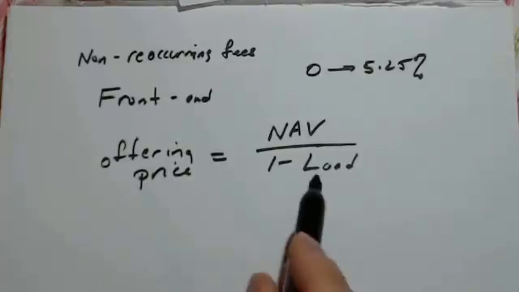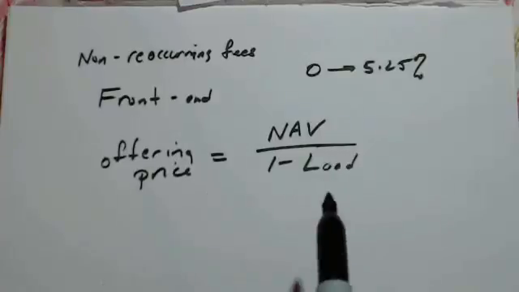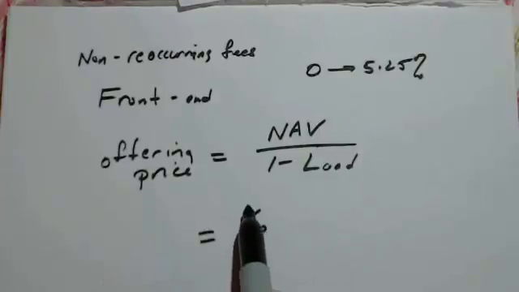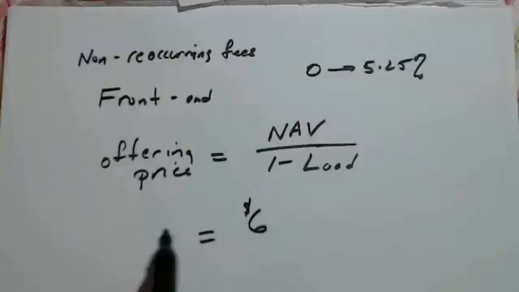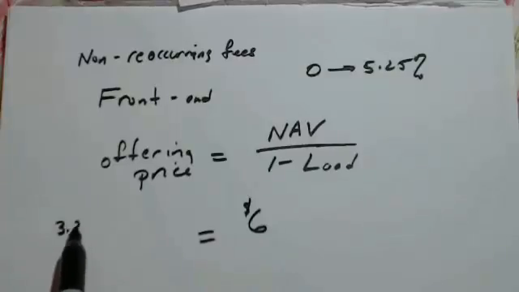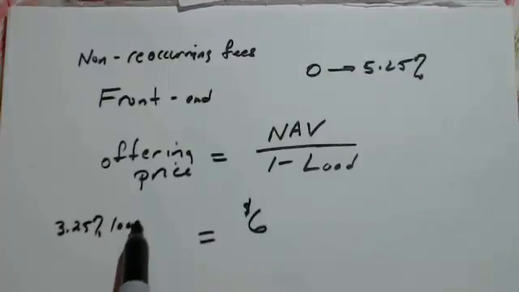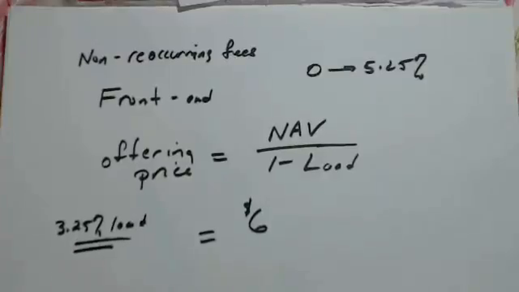So let's give you an example. Let's continue with, remember, we calculated an NAV earlier as $6 per share. So let's say we have a fund that has a 3.25% load. Okay, what is the offering price? How much are you going to pay? How much are you going to pay in total, and how much are you going to pay in expenses in terms of the load, and how much is actually going to get invested in the fund directly? How much money is going to go to work for you?